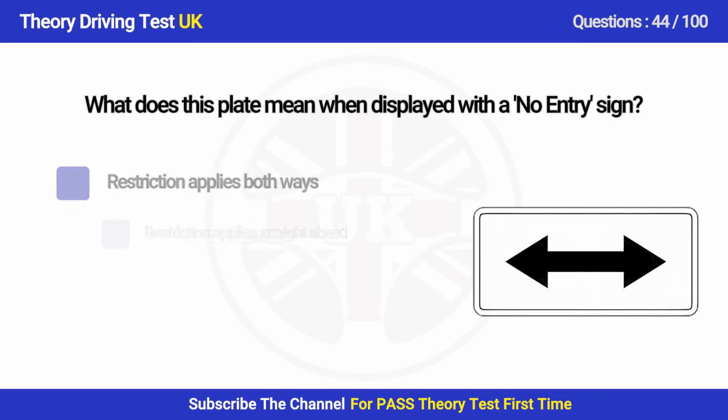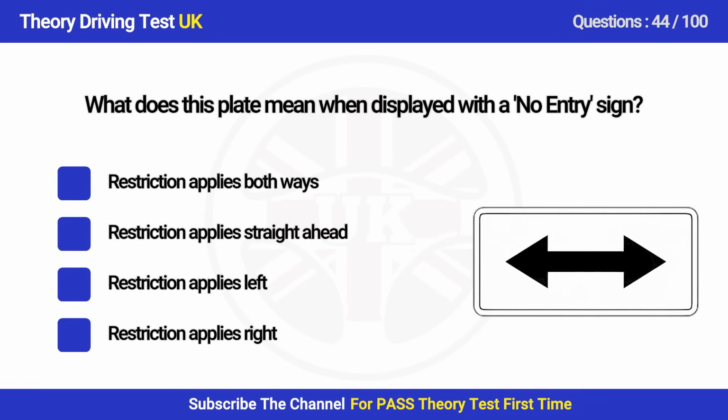Question 44. What does this plate mean when displayed with a no entry sign? A. Restriction applies both ways. B. Restriction applies straight ahead. C. Restriction applies left. D. Restriction applies right.